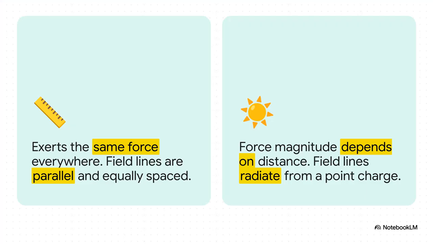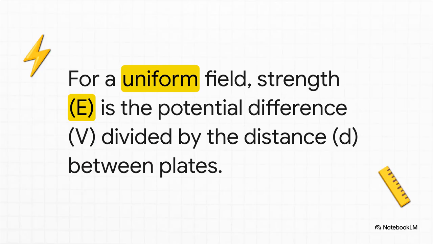On this slide, you can really see the difference between two main types of fields. On one side, you have a radial field coming from a single point charge. It radiates outwards, and it gets weaker the further you go. But on the other hand, you have a uniform field, like the one between two parallel charged plates. Here, the field has the exact same strength everywhere, which is why we draw the field lines as perfectly parallel and evenly spaced.